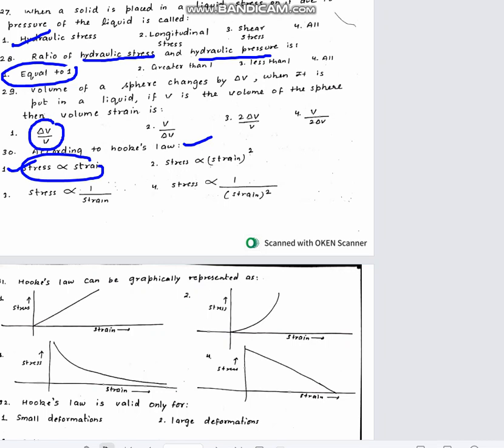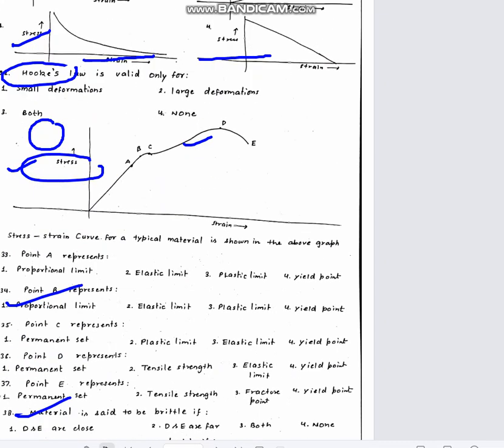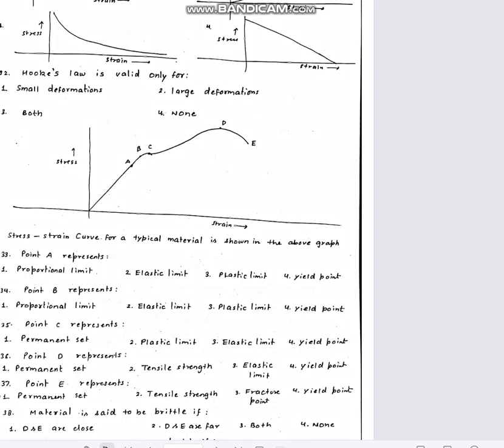Next is graphical representation, so graph will be a straight line as given by first curve. Next, Hooke's law is valid, so it's valid only for a certain limit or for small deformations. Next we are being given a graph over here, and we need to tell point A represents, so this is a proportional limit. Up to this limit, Hooke's law is valid. Then is there point B. So point B is the yield point.